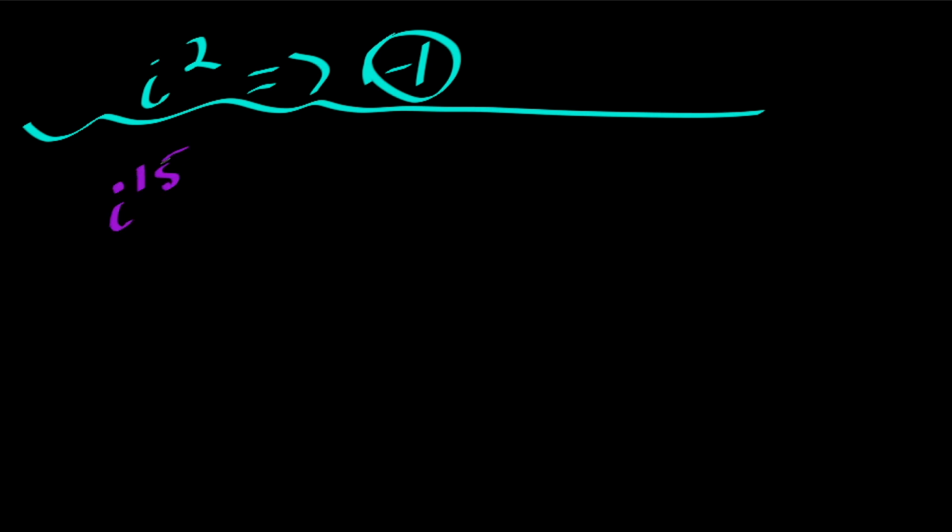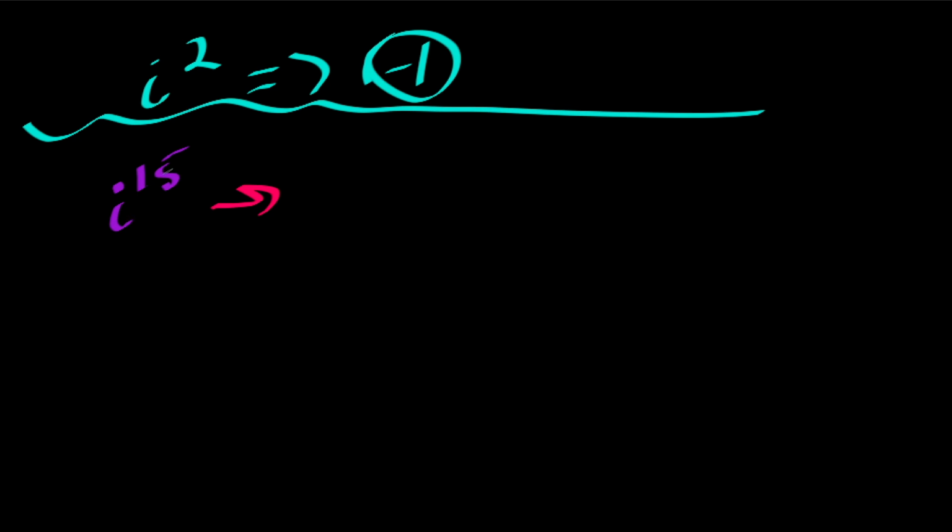i to the 15th. Now, we could go through this and just basically go i to the 3rd, what's that? i to the 4th, what's that? i to the 5th. And we could just do that all day. But there's actually a quicker method, so let me break it down. Now, the first thing we want to do is try to rewrite 15 as an even number. You'll see why in a second, but first let's try that.